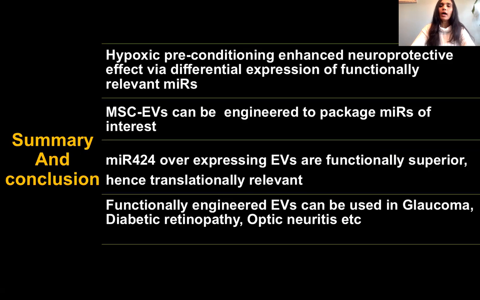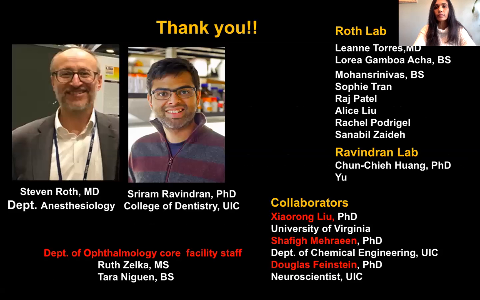So the take-home summary here is hypoxic preconditioning enhanced neuroprotective effect via differential expression of functionally relevant MIRs. And MSC-EVs can be engineered to package MIRs of our interest. And MIR 424 overexpressing EVs are functionally superior, and hence it is translationally relevant. And functionally engineered EVs can be used in diabetic retinopathy, glaucoma, optic neuritis, or any diseases which involve neuroprotection. And that is the conclusion of my talk.